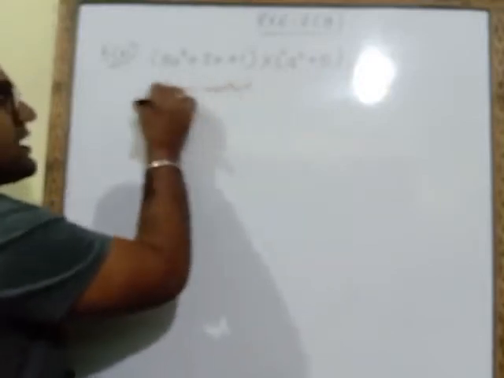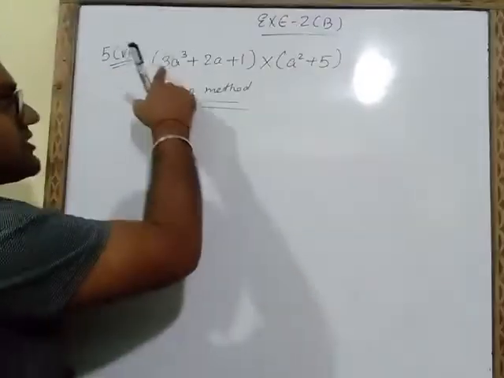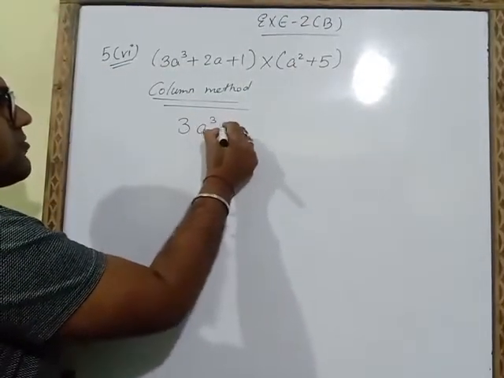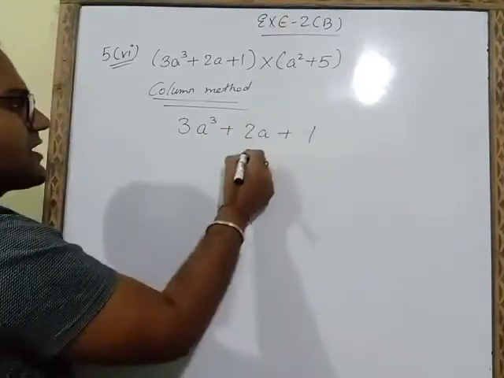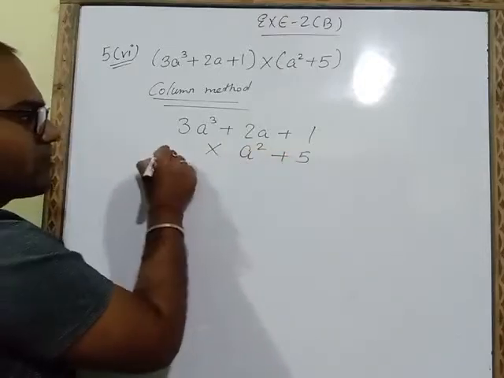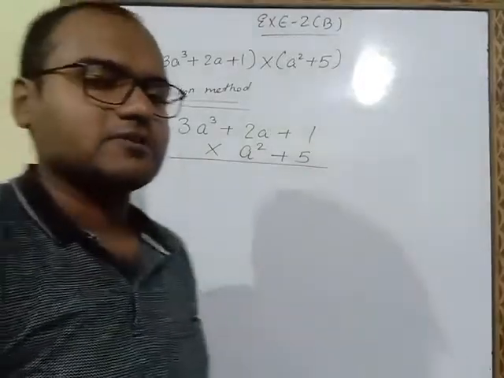In the previous lecture I had explained this column method. So in the column method, what will we do? The first algebraic expression, 3a cube plus 2a plus 1, we will write on the upper side. The second algebraic expression, a square plus 5, we will write below it, and here we will put the multiply sign. Now we will multiply these two algebraic expressions.